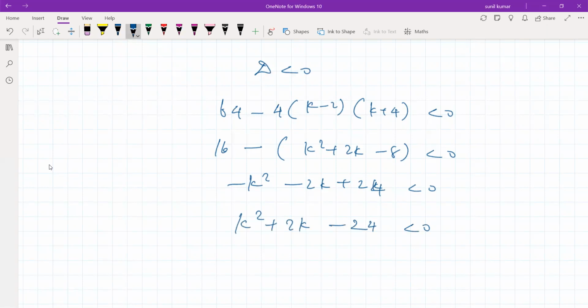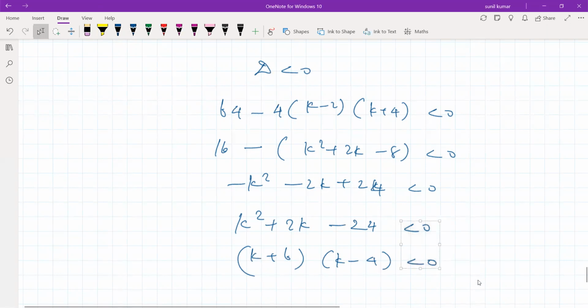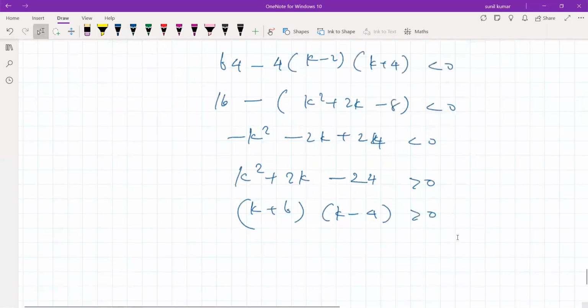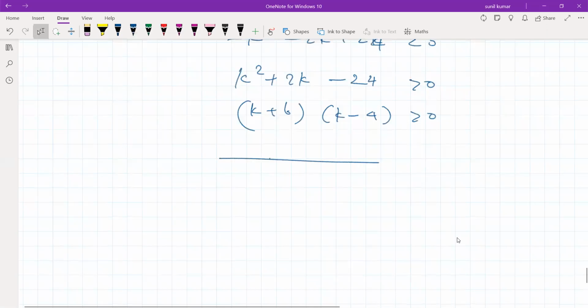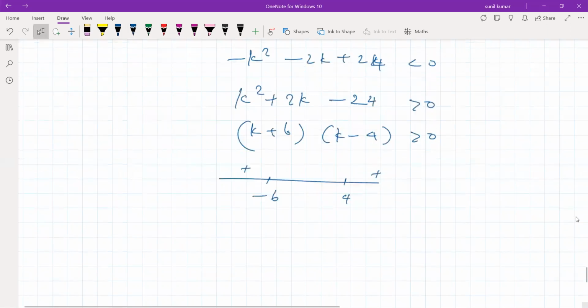So what is the value here? So 6 into 4. So you can say that (k plus 6)(k minus 4). This is after multiplying with the minus, so the inequality is going to change. So this is greater than 0. So the value is as usual by wavy curve. This point is minus 6, this is 4. So these two are the positive region.